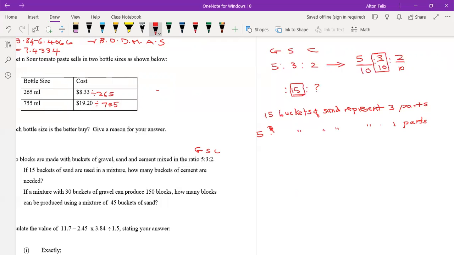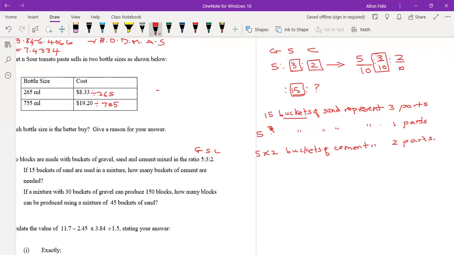Now, the measurement we use here is buckets. So if sand takes 3 parts and cement takes 2 parts, and 5 buckets represent 1 part, then we expect the 2 parts will be 5 times 2, which equals 10 buckets of cement in that mixture. That represents 2 parts.